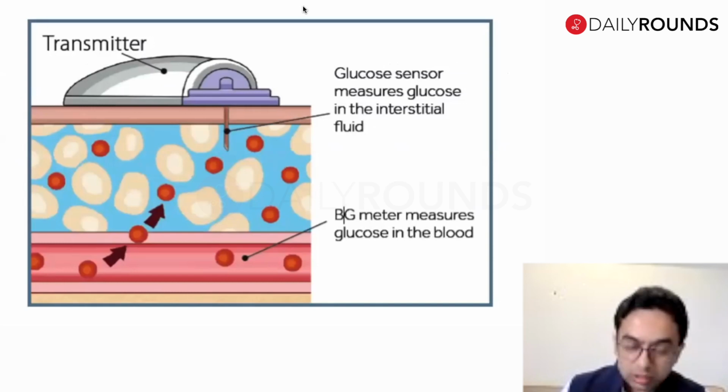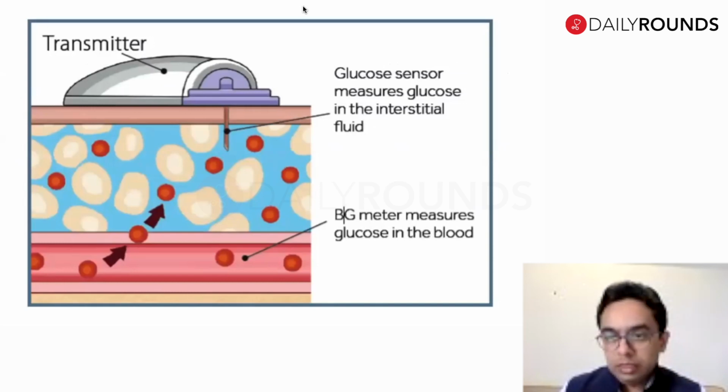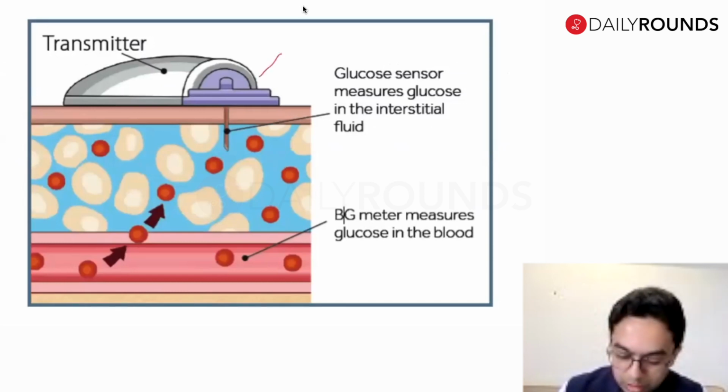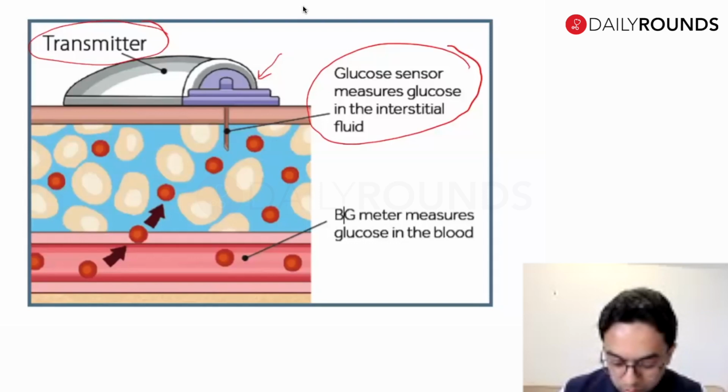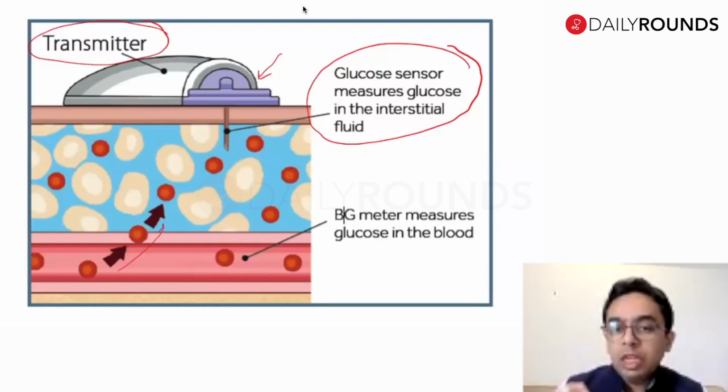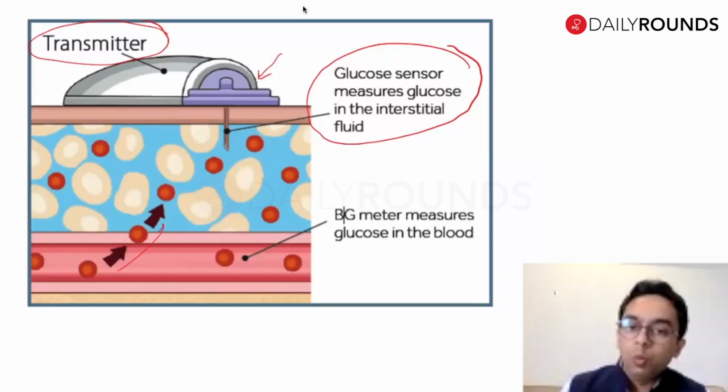Now this is how exactly this CGM works. So here you have a CGM sensor, then there is a transmitter. This senses the glucose from the interstitial fluid, and you can see that the glucose from the blood comes into equilibrium with the interstitial fluid, and that is what is checked with the sensor of the CGM.